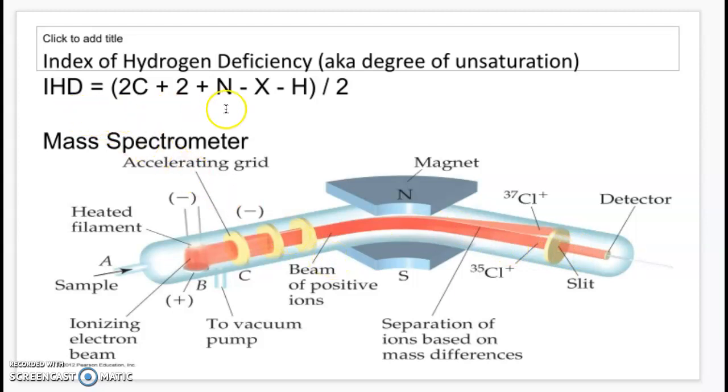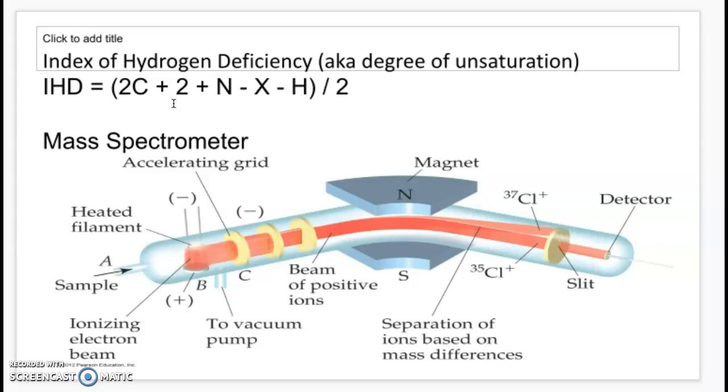The other part on this slide up here is the index of hydrogen deficiency. When I first started teaching IB chemistry, this confused me a lot, because I had never heard of it before. It turns out it's the degree of saturation, which makes a lot more sense, and that is something that I recognized from college. But it basically is a calculation of how many places there were hydrogens missing from the carbons.